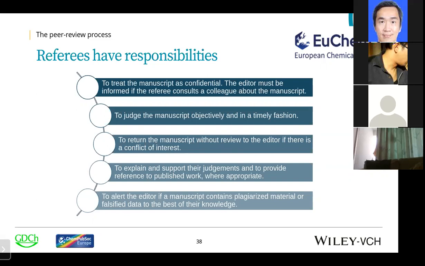And we also ask referees to explain and support their judgments and to provide references to published work. And of course, when they notice plagiarized materials or falsified data, they need to alert the editor.